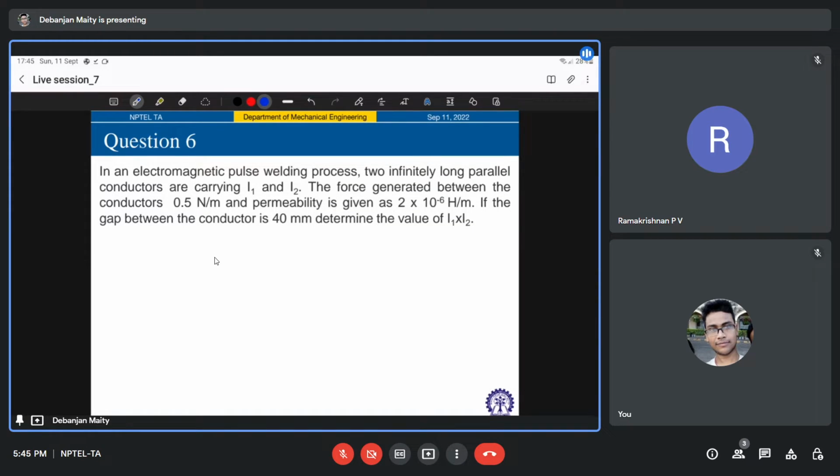Okay. So moving to the next question. This is from electromagnetic pulse welding, but the idea is very basic here. So you have two infinitely long parallel conductors which are carrying currents of I1 and I2. The force generated between the conductors is given. F is given as 0.5 Newton per meter.